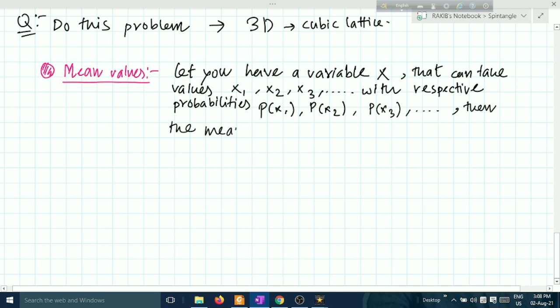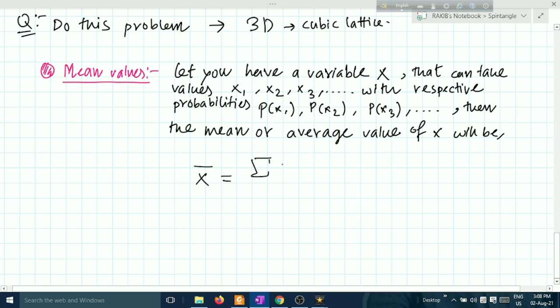Then the mean or average value of x will be, it is written like this: the average value will be the summation of xi pxi upon the summation of pxi. It is the general formulation.